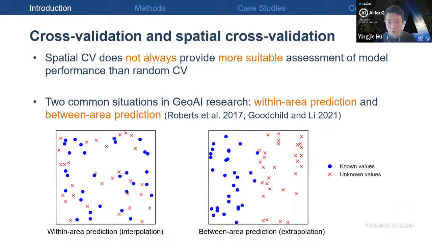There are 2 common situations in GeoAI research: within-area prediction and between-area prediction. In the first case, our trained model will be used to make predictions at those red locations within the same study area. In such a case, random cross-validation can be more suitable because the trained model will be used to make predictions at locations that can be spatially close to the training data. In the second case, the trained model will need to predict into new areas, which can be spatially adjacent to the training data, like this case, or can be a bit further away. In such a case, spatial cross-validation can be more suitable because it better simulates the way the model will actually be used.